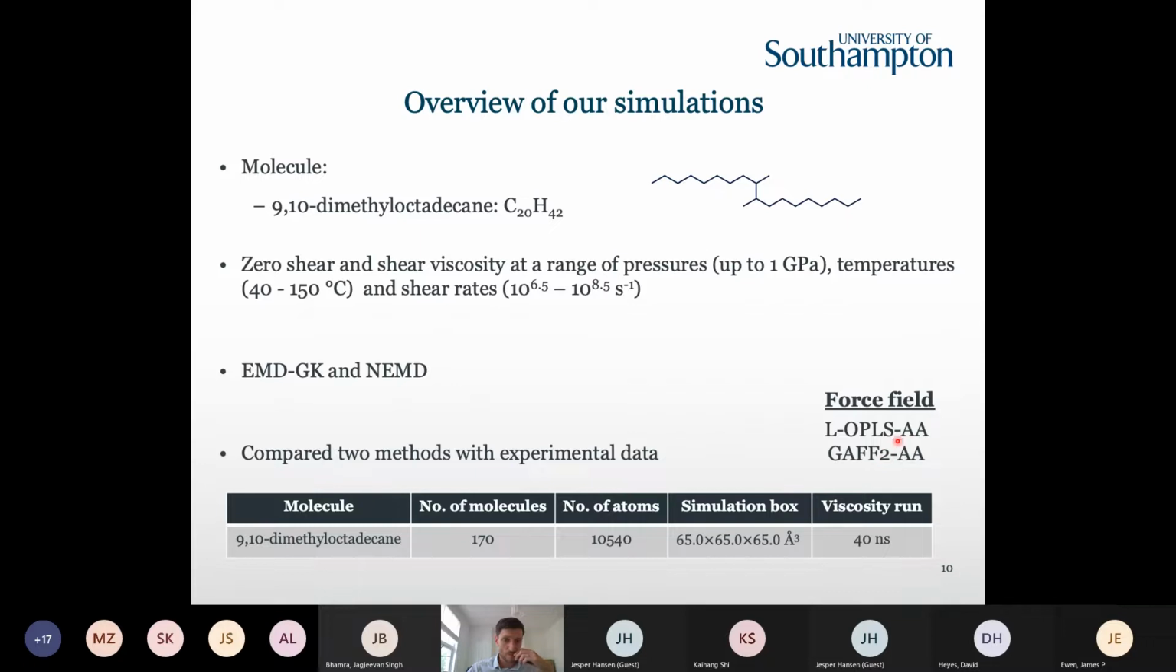We compared the two methods with experimental data, and also we examined the force field we used. We used the L-OPLS, which is a long-chain optimized potential for liquid simulations, an all-atom force field, and the general Amber force field, GAFF, which is a more general force field. The number of atoms is around 10,000, and the starting simulation box was a cube with a dimension of 65 angstrom. And the production run for viscosity for each method was 40 nanoseconds.